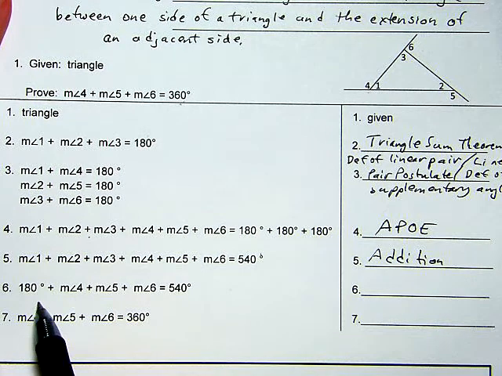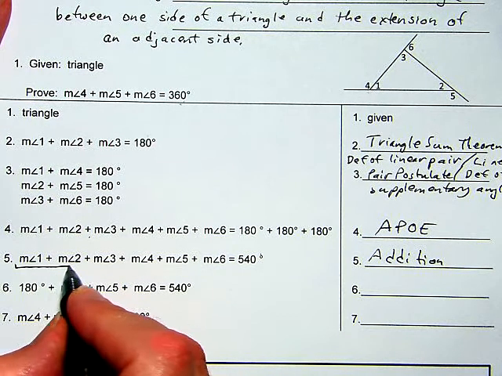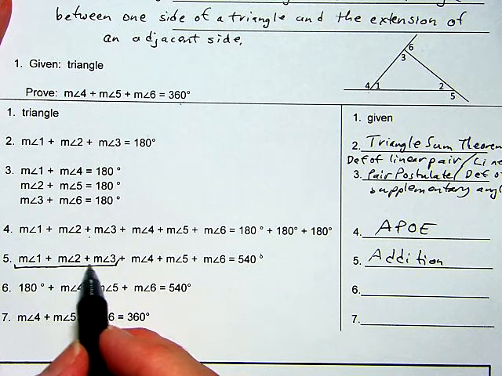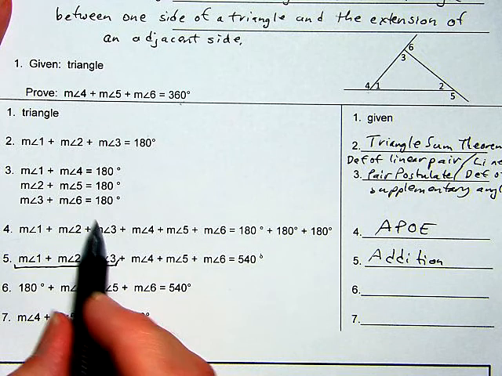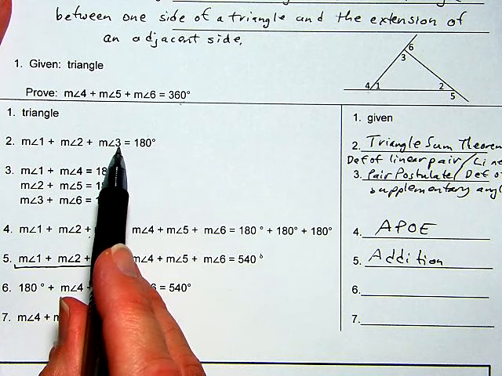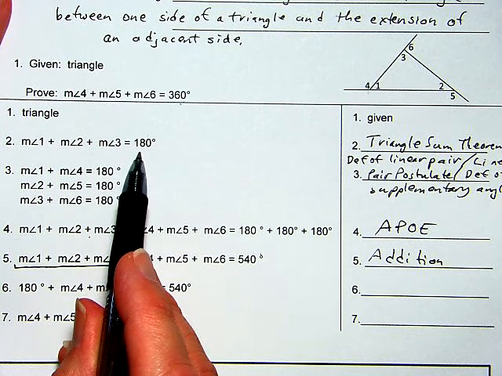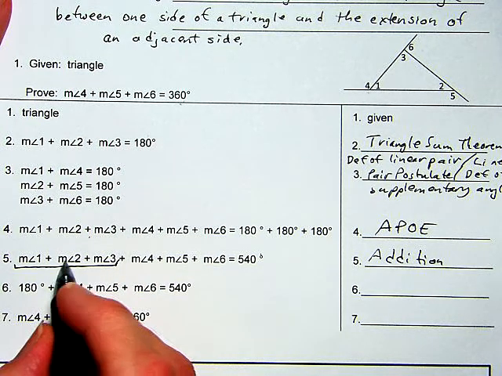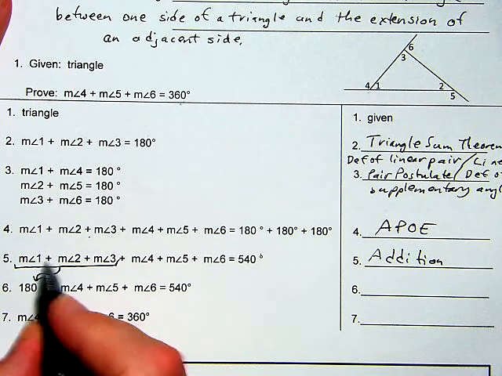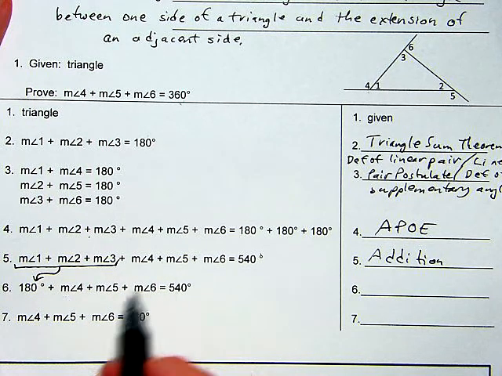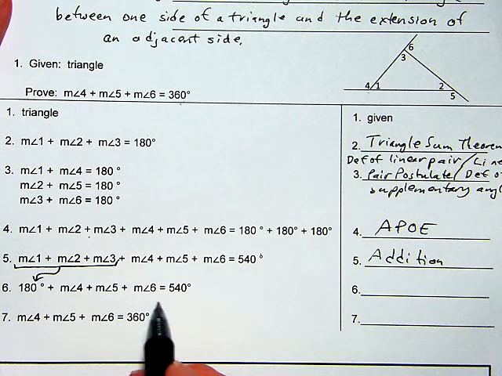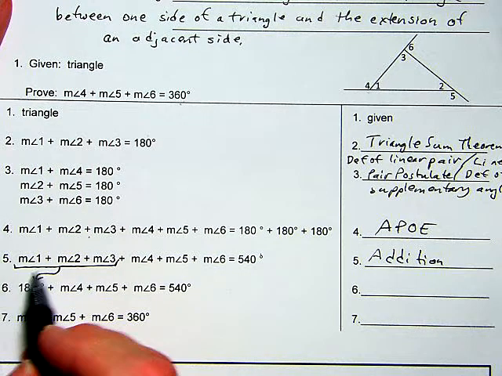The next step takes this part of the sum, measure of angle 1 plus measure of angle 2 plus measure of angle 3, and by using statement 2 above, it substitutes that part of the equality for 180. Okay, so now we are substituting 180 for the first 3 terms in this equality, but we leave the measure of angle 4 plus measure of angle 5 plus measure of angle 6 equal 540. So we're just using substitution here.